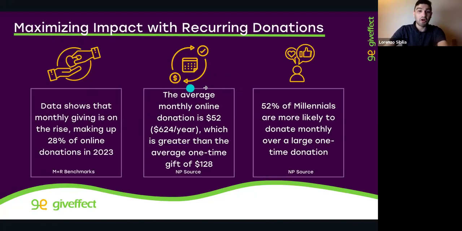So ultimately, the average monthly online donation is $52, right? Which amounts to $624 a year. That's a lot of money, right? This is greater than the average one-time gift of $128. So if a donor ever approaches you and says, hey, right, what's more beneficial for your organization? If I give you guys $150 one time, or if I give you guys $30 every single month in perpetuity, right? That $30 gift, that this donor is going to make in perpetuity, that's guaranteed, right?